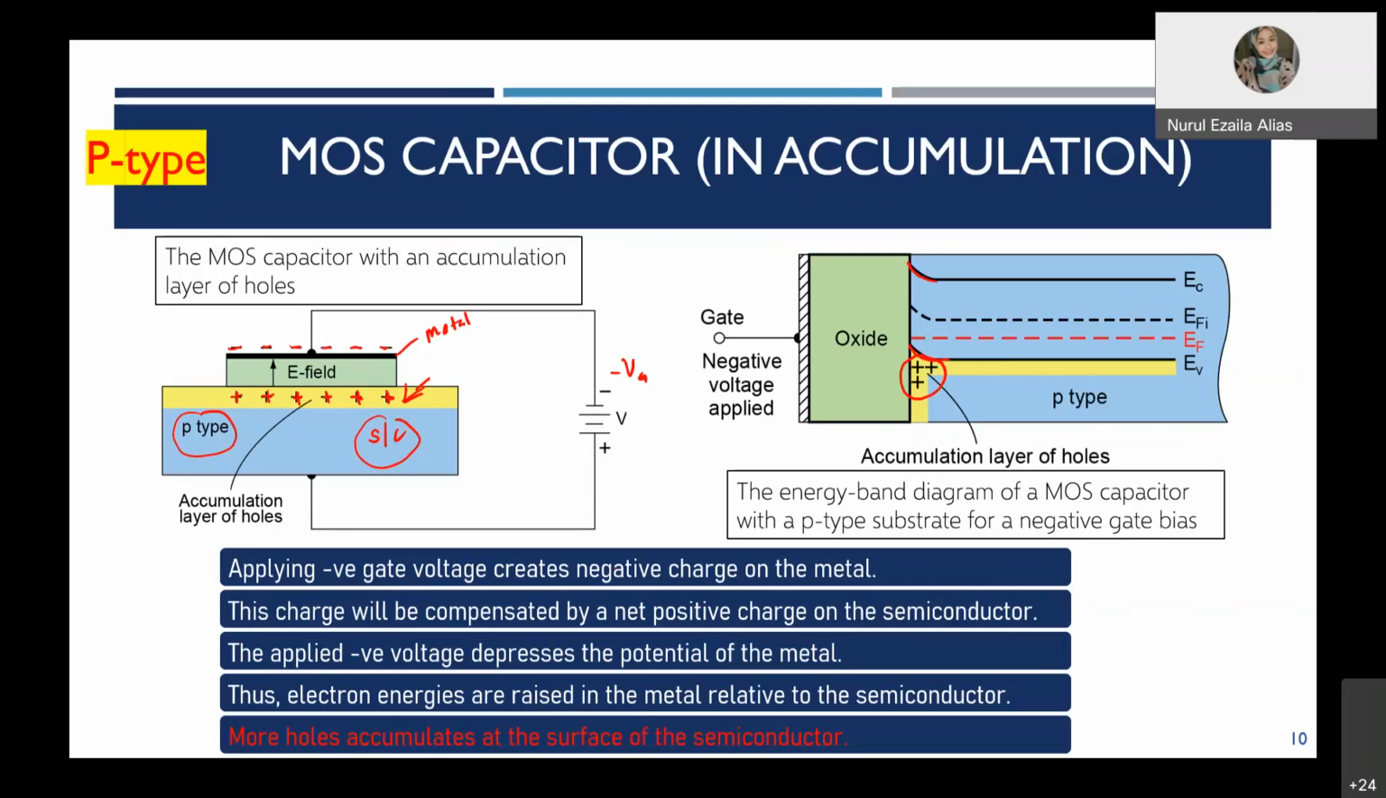The first thing you need to know for the MOSFET, since it has two types, p-type and n-type, is how you make this MOSFET p-type be in accumulation. The most important thing is the voltage application. In order to make the MOS capacitor for the p-type be in the accumulation region, you need to apply a negative gate voltage because you want to attract all the holes to accumulate at the semiconductor to metal surface.